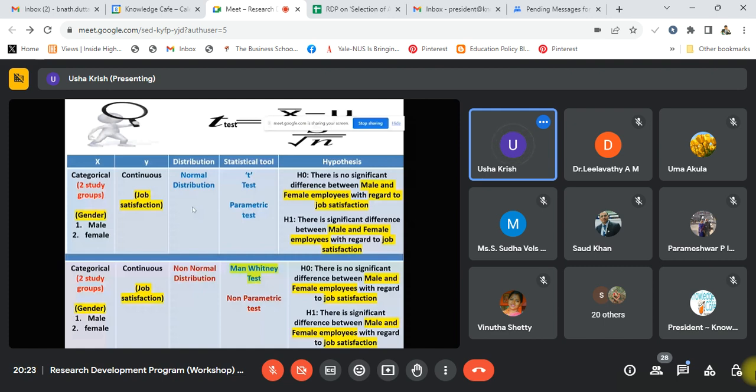On the other hand, the other aspect here is X is categorical, Y is continuous, but the distribution is non-normal. Then you're going to use the Mann-Whitney non-parametric test instead of t-test. Okay. That is about t-test.